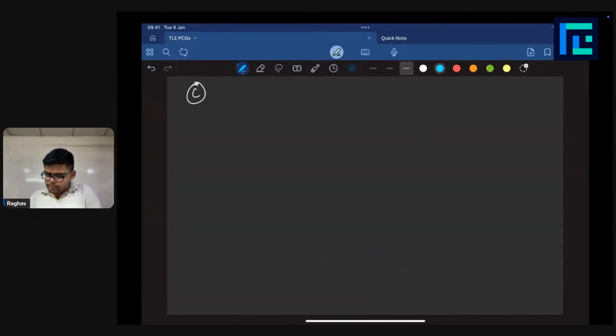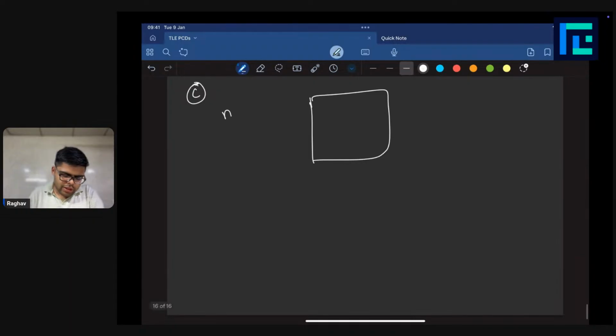So basically, you would be given this value n, which is denoting n by n grid.